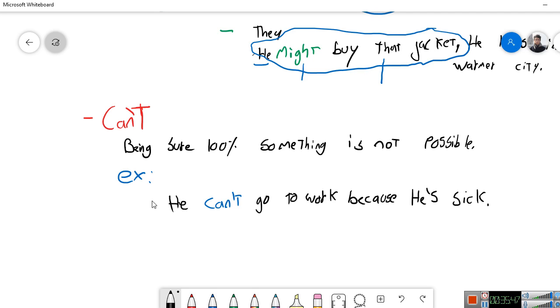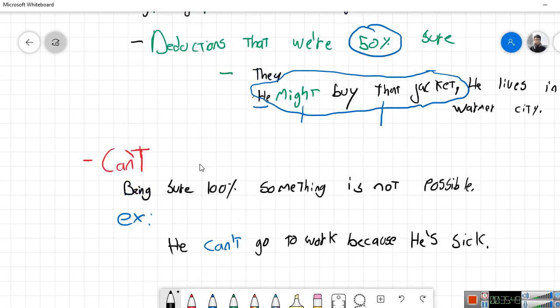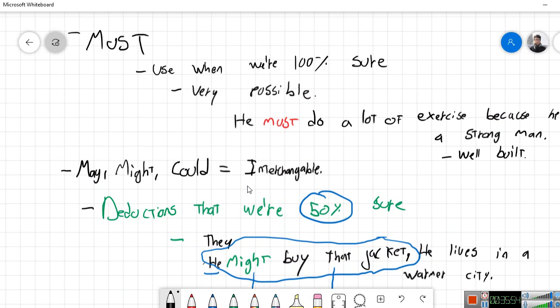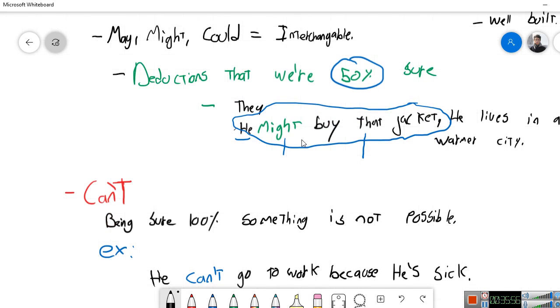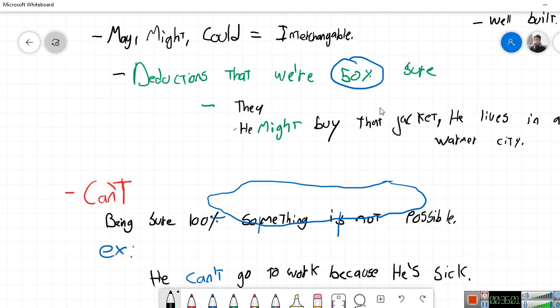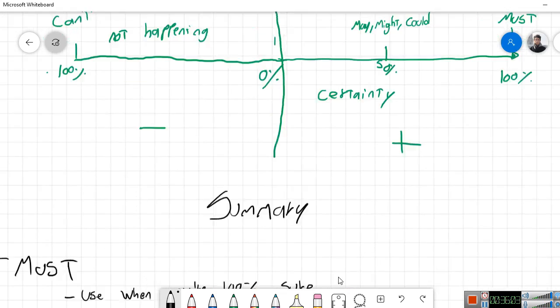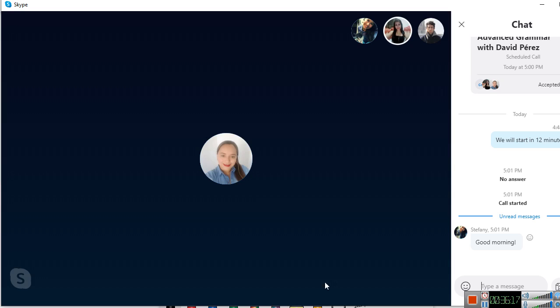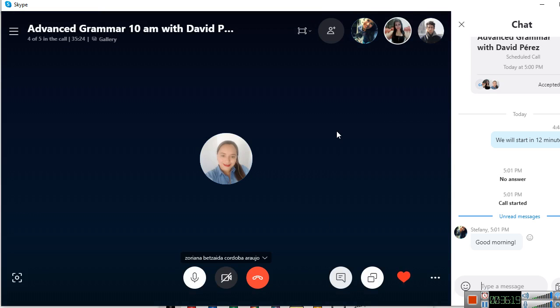All right. So we successfully did the summary. We did must, may, might, could, and can't. It's important to remember about this graphic. Modal verbs look this way, so they either go from highly positive or highly negative, and that's all. Well, I wonder, guys, if you have any questions.